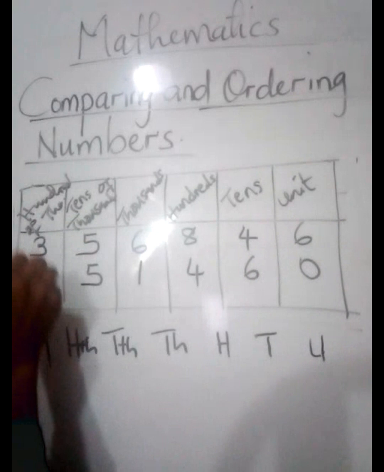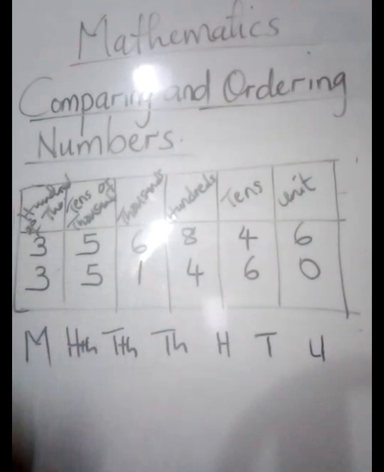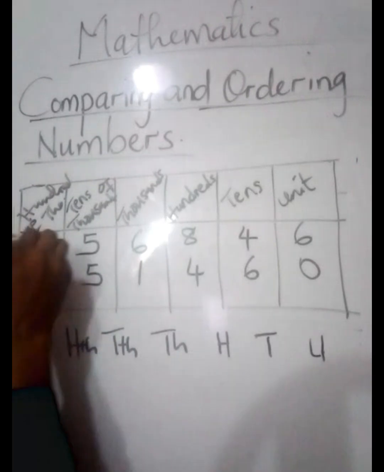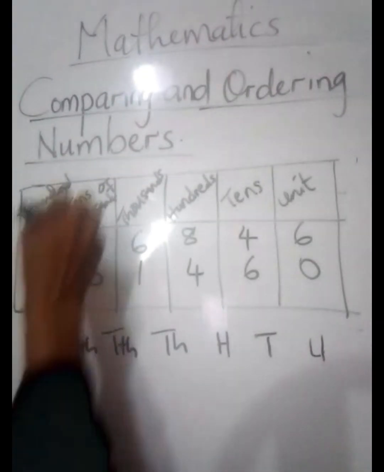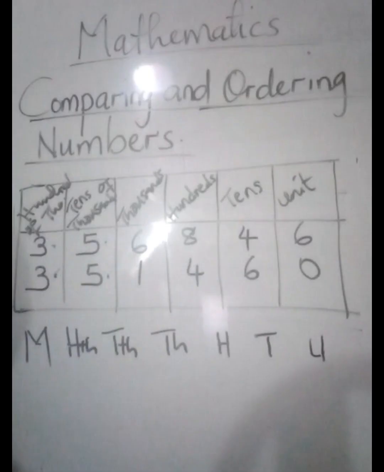So here, if we look at the position of hundreds of thousands, both numbers are the same. They are both equal. 3 is here, 3 is here. So you cannot tell which is larger. We go to the position of tens of thousands. We also have the same numbers, 5 and 5. You can't say which is bigger.